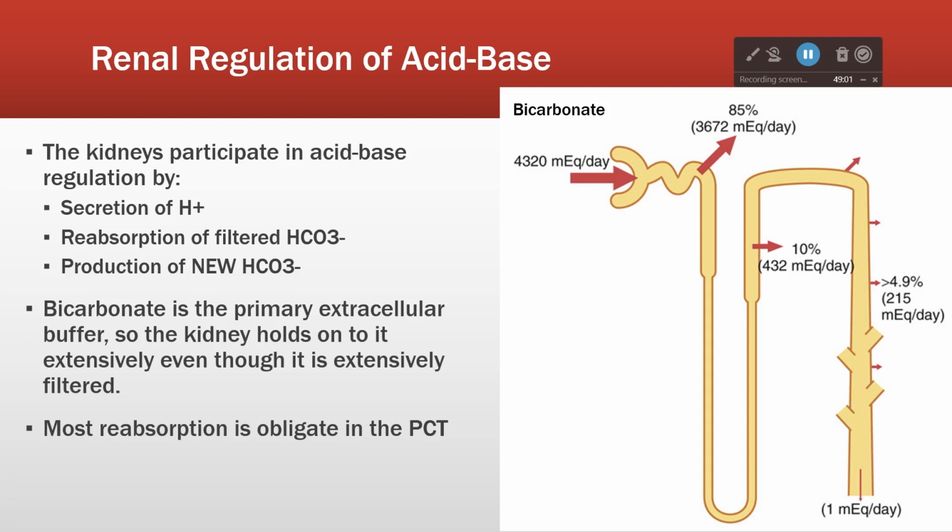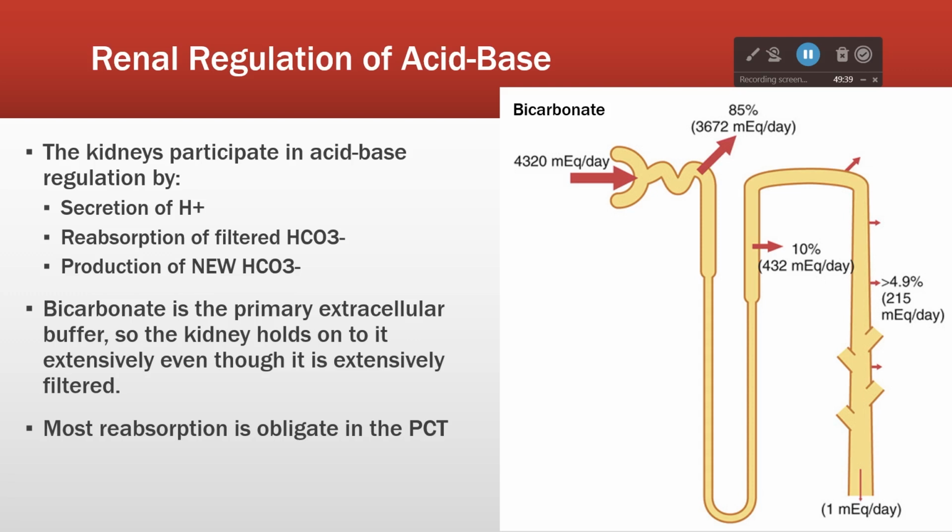In the early part of the distal convoluted tubule, we get a bunch more reabsorption. And then in the rest of the kidney, that's where we're going to have our regulatable reabsorption or secretion, depending on what the status of the body is, what the pH of the body is. So the way the kidney participates: number one, it secretes hydrogen ion. It reabsorbs filtered bicarb. And then it produces new bicarbonate. I'll show you the pictures of that in a minute.